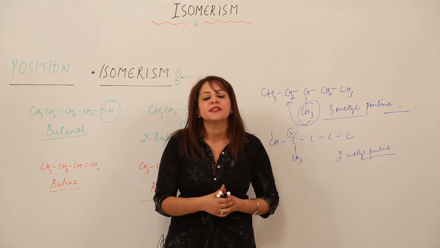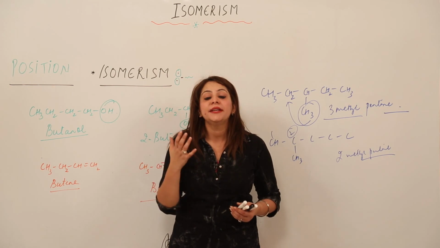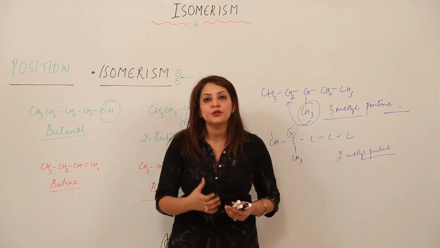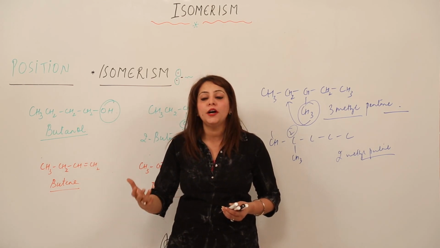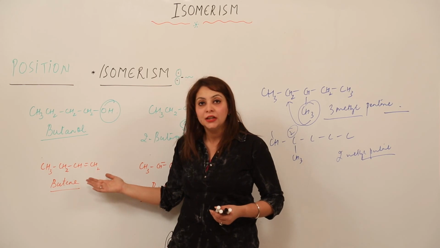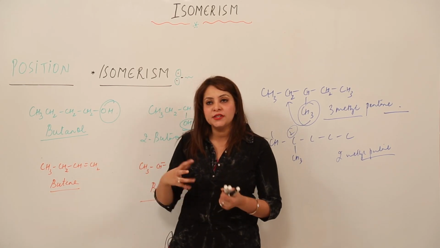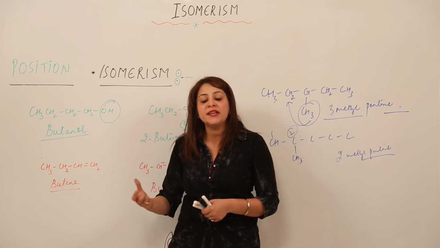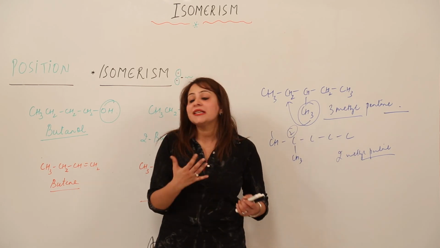So position isomerism is something in which the compounds are going to have the same molecular formula, but they are going to differ in the position of the substituent, differ in the position of the functional group, or the position of the double and triple bond. So that means they can be changed in the primary suffix, they can be changed in the position of the secondary suffix, and moreover there can be a change in the position of the prefix as well.